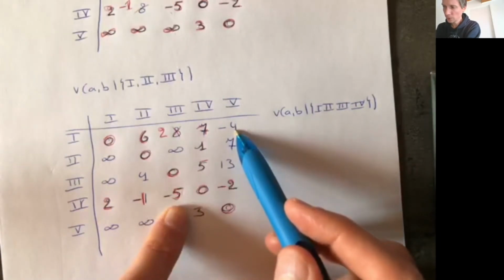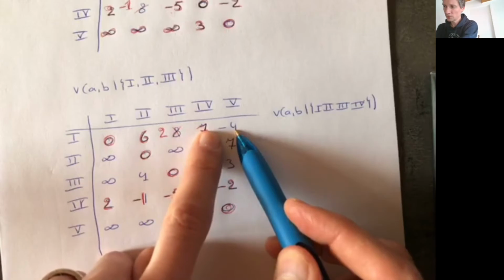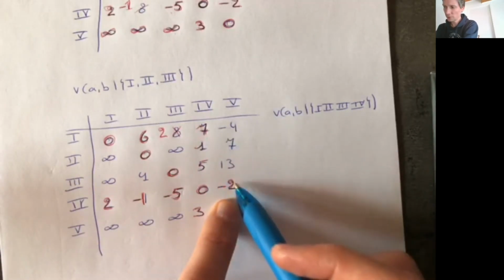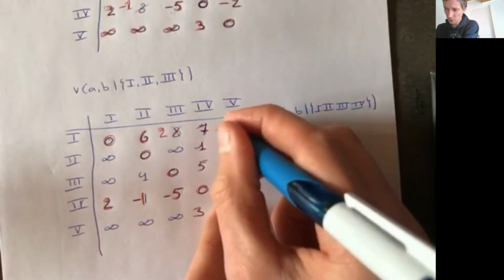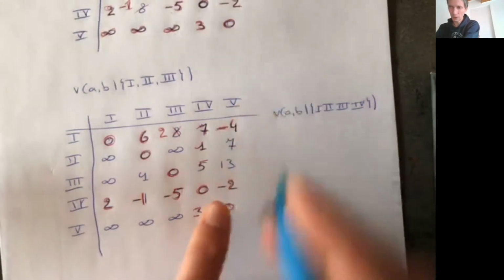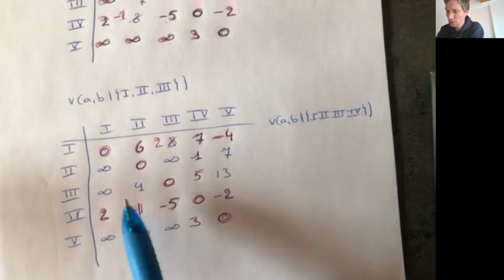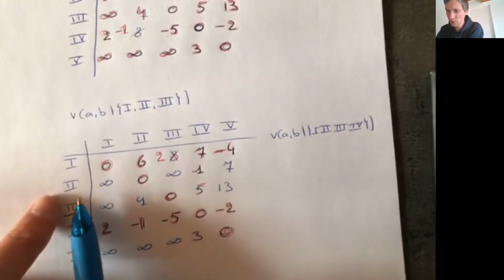Okay, 1 to 5 is -4. If I go to 4 first, which is 7, and then from 4 to 5 is -2, I have 7 minus 2 is 5. -4 is smaller, so there's no gain here. Okay, so this is a bit tricky, right? You have to stay focused when doing this kind of exercise.